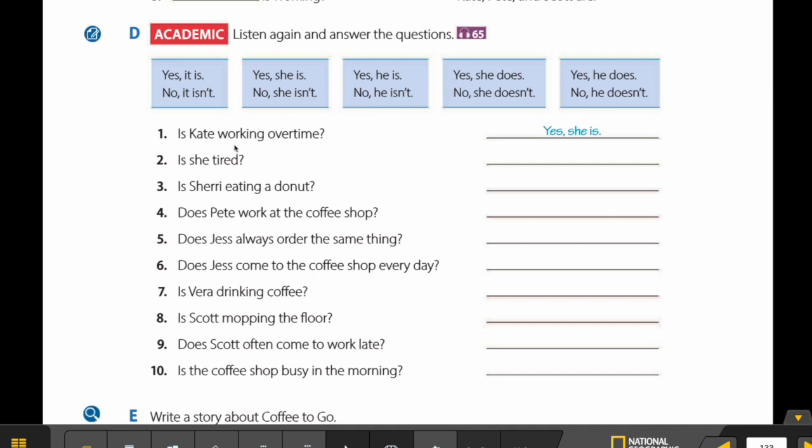Okay, so you listen. Is Kate working overtime? You pay attention to what the audio is saying, and then you say, yes, she is. Yes, she is. No, she isn't. If it's a man, you say, yes, he is. No, he isn't. If it is a thing or something, you say, yes, it is, or no, it isn't.